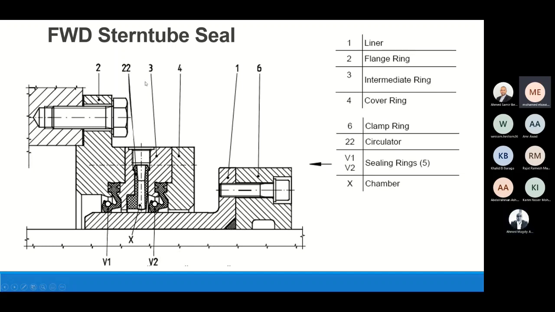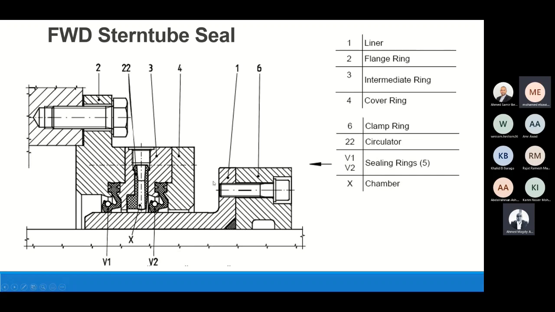Okay. Number three and four. Number three is the intermediate ring, which is in here. Here is a single ring, not double one, since it is only two seals, not three like outside. And number four is the cover ring. This is the last ring where it is closing on the last seal. Again, here you have the liner. You don't have a propeller inside the engine room, so you can rest the liner on it.